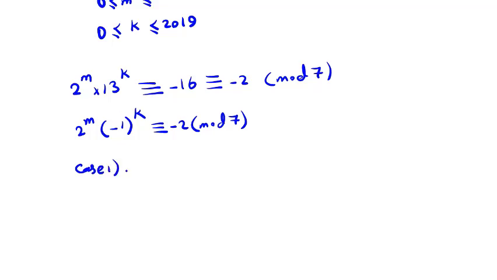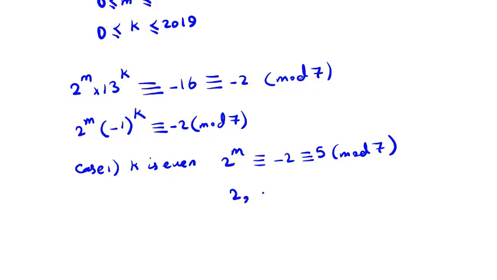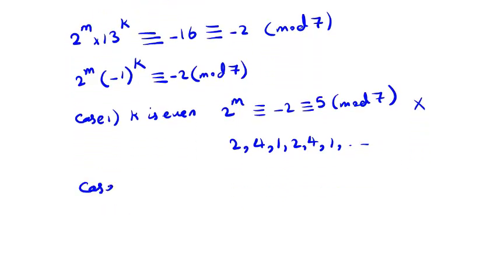Case 1, k is even. So 2 to the power of m mod 7 is negative 2, or you can say it is equal to 5 mod 7. But if we consider powers of 2, it will be 2, 4, 8 is 1. Again 2, 4, 1. So we don't see 5. So here we don't have any answer. Let's consider case 2.